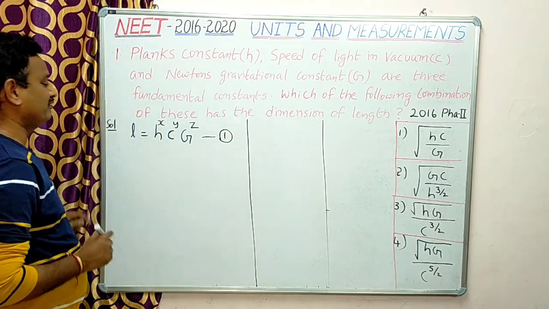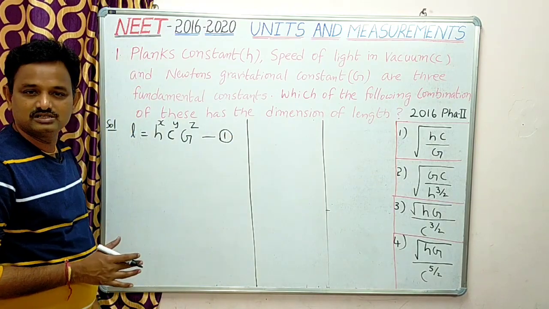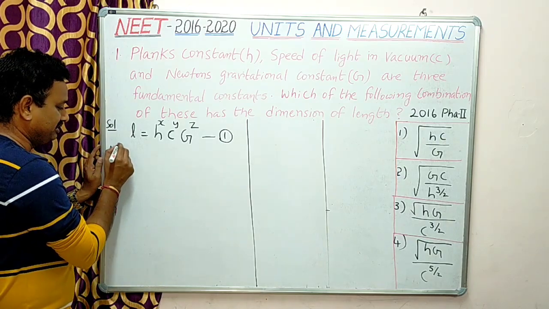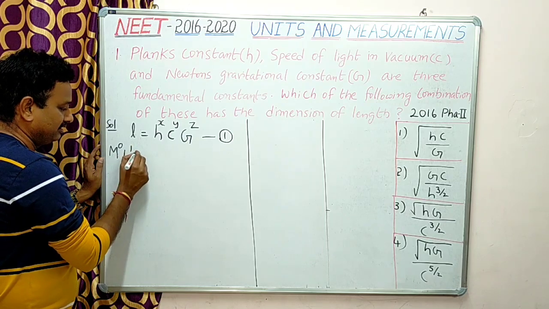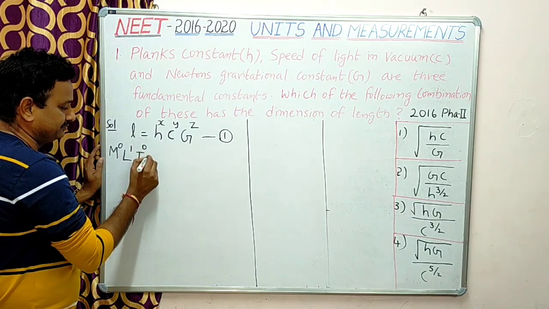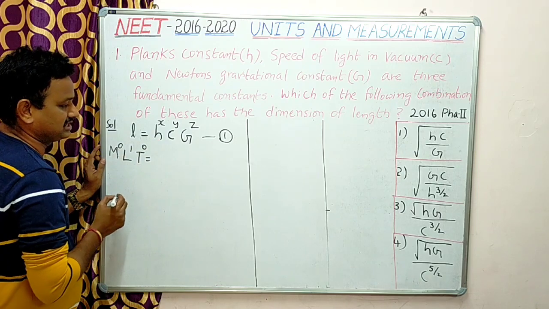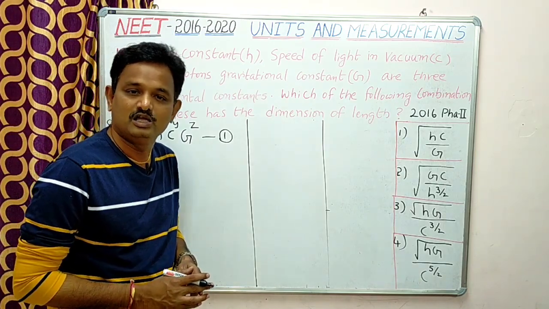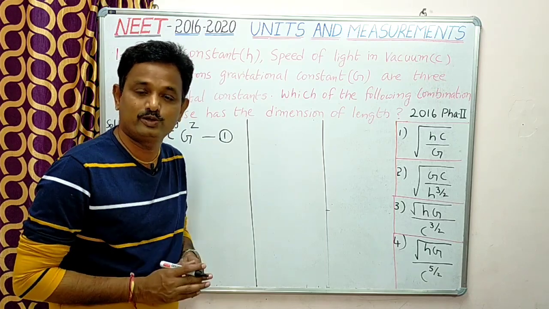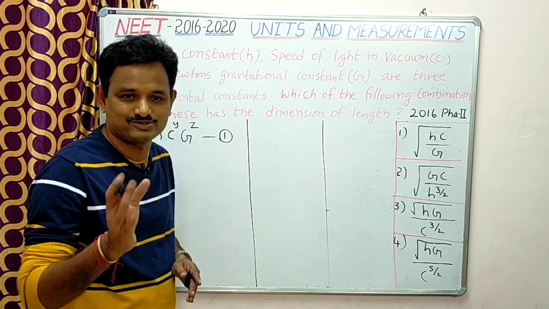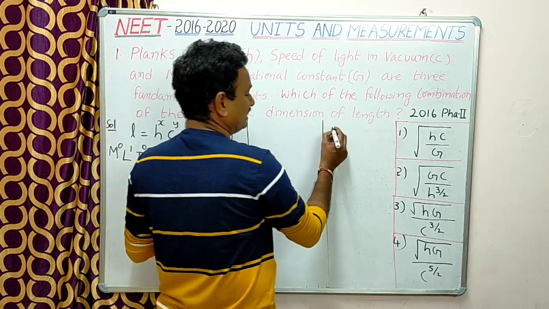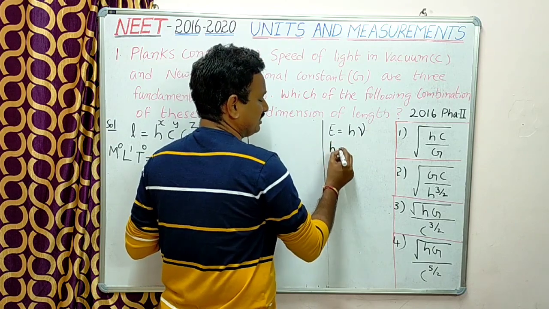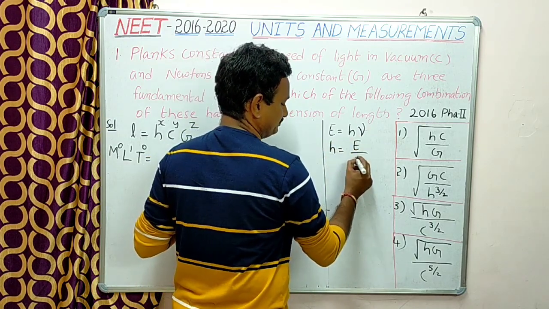Now I will write dimensions for this equation on both sides. Look at here, for L, that is m power 0, L power 1, t power 0. Now next for h, for Planck's constant, how will we write the dimension formula? If you remember E equal to h nu, you can write the dimension formula for Planck's constant. Look at here, we know that E equal to h nu. From that, h equal to E by nu.